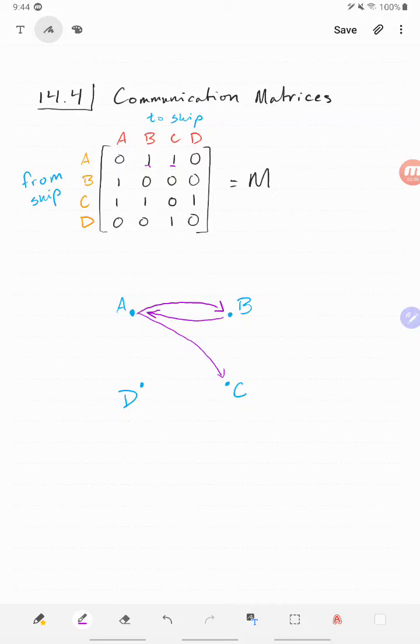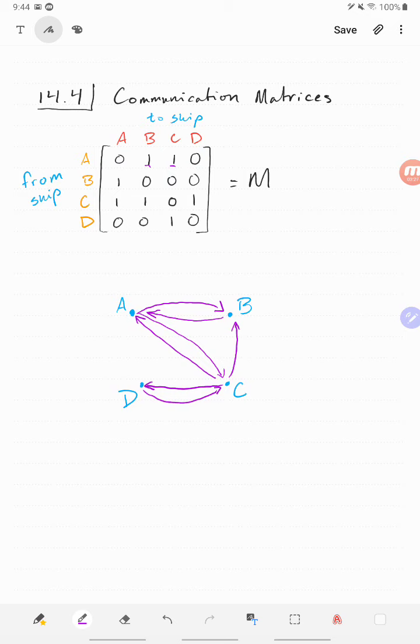Let's look at C. C communicates with every other ship, right? So C communicates with B, it communicates with A, and it also communicates with D. And then we see that D only communicates with C. So C really seems to be a hub of communication here.